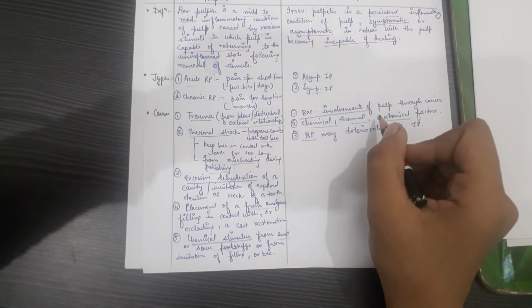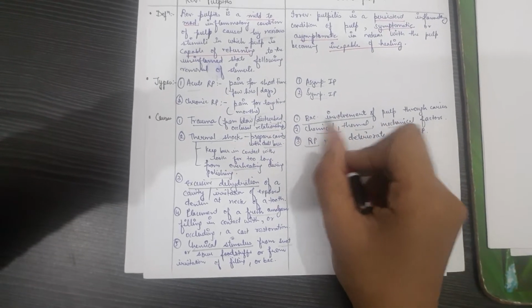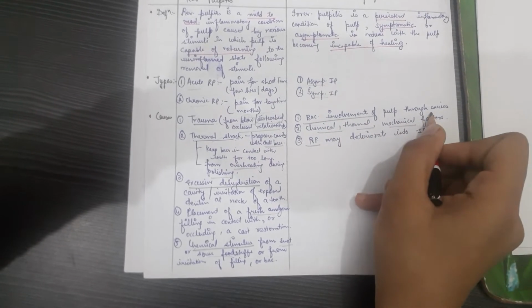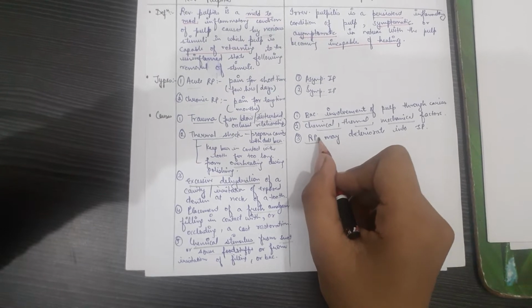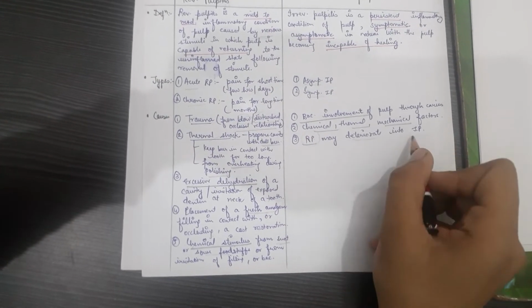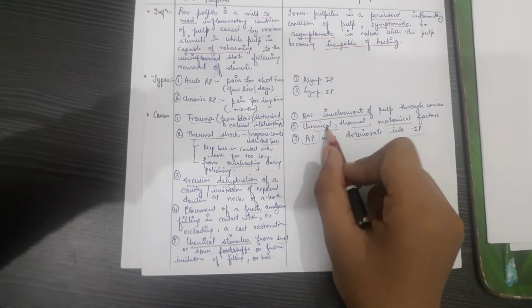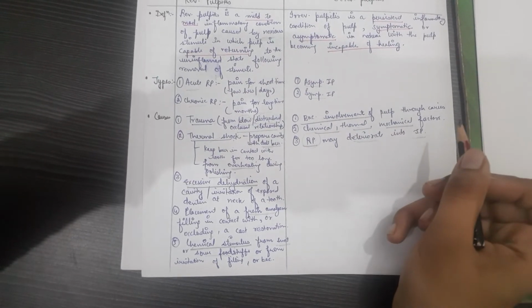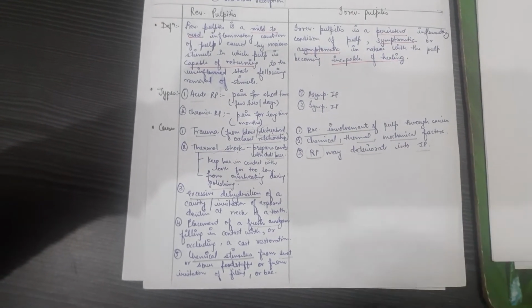Then in irreversible pulpitis, the causes can be bacterial involvement of pulp through caries. Then reversible pulpitis may also deteriorate into irreversible pulpitis, and chemical, thermal and mechanical factors can also be the causes of irreversible pulpitis.